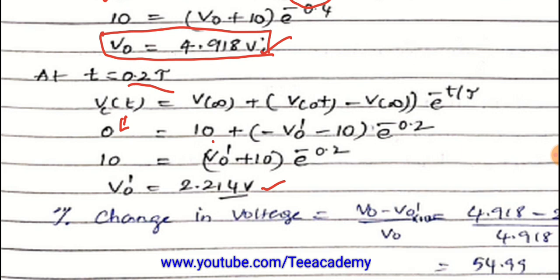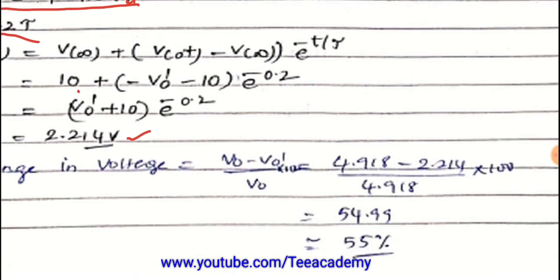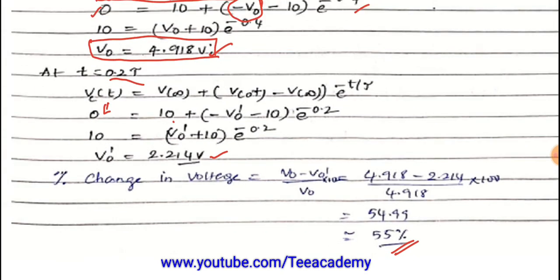Now the percentage change in voltage, how much change should we make? So (V naught minus V naught dash) divided by V naught. By substituting that value here, you will get the answer as 54.99, or approximately 55%, that you have to change here. So I hope you got the answer here.